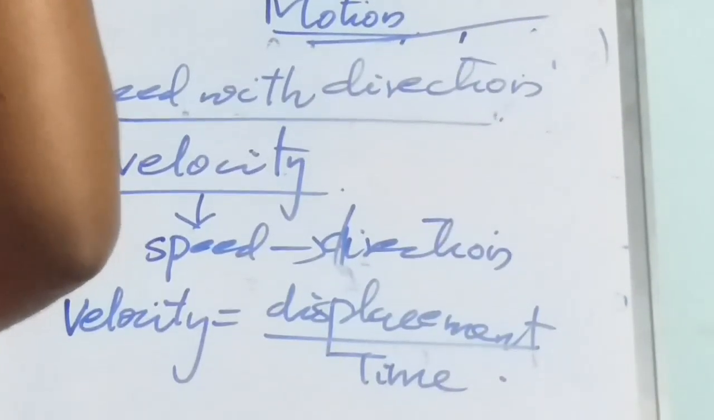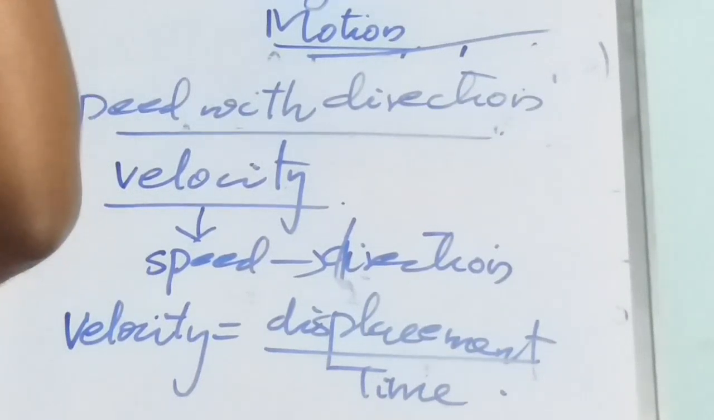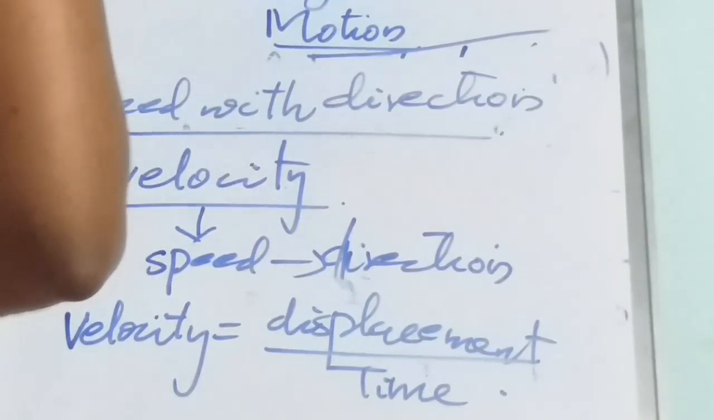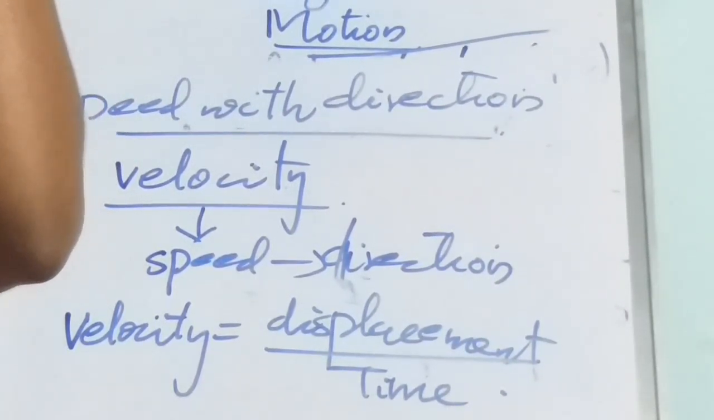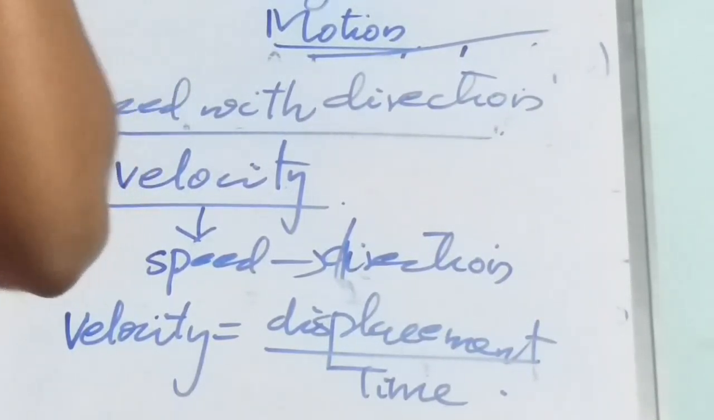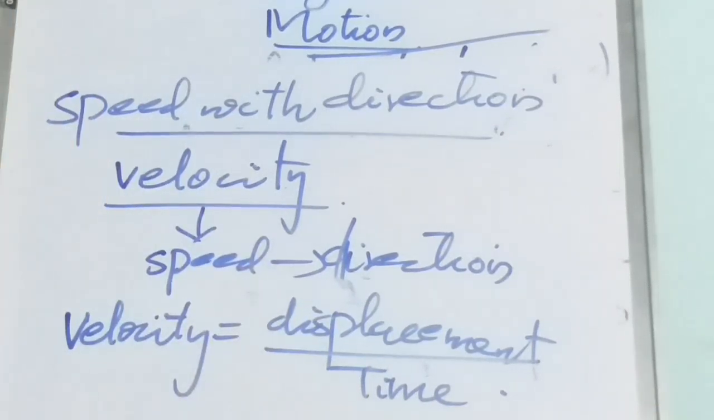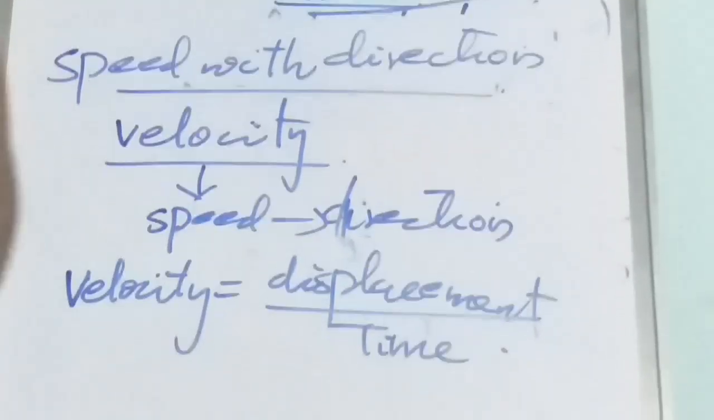You know the equation for speed. Speed is equal to distance divided by time. Along with the distance, if we consider the direction, it becomes displacement. So velocity can be written as displacement divided by time. That is about velocity. Velocity is equal to displacement divided by time.